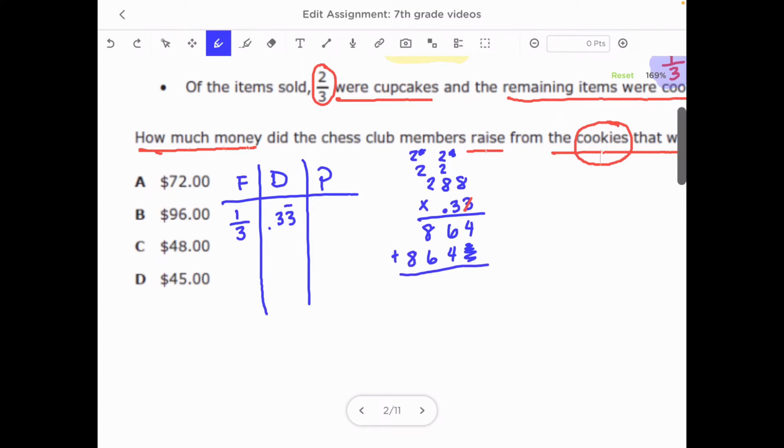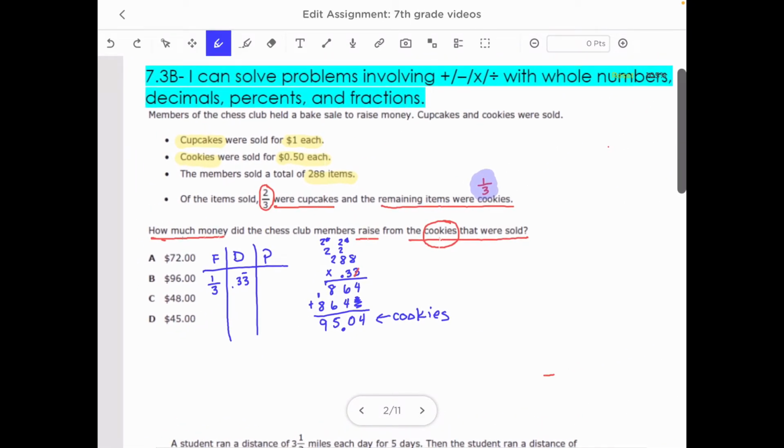So add that up. Carry the 1. 8, 9, plus 6 more, that's 15. Carry the 1. So I know, oh, don't forget your decimal. So I know that this is how many cookies I sold. Now, it makes no sense to have any part of a decimal of a cookie. You can't sell part of a cookie. So instead of using the number 95.4, I'm just going to say I had 95 cookies sold.